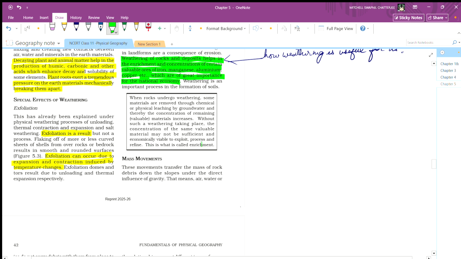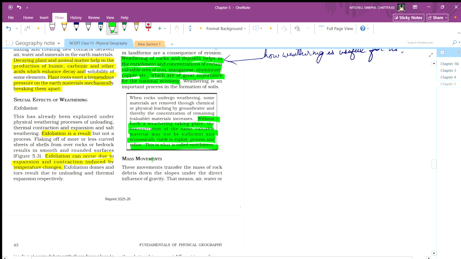Wow. This whole thing is overkill. Without such weathering, the concentration of the same valuable material may not be sufficient and economical to exploit, process and refine.